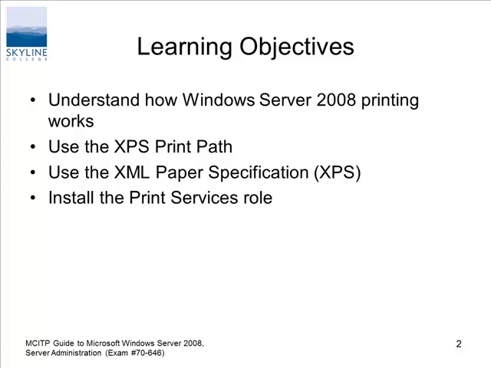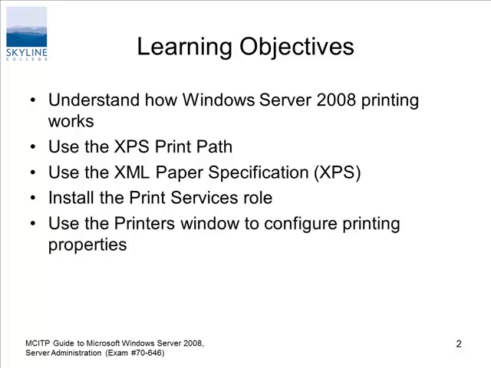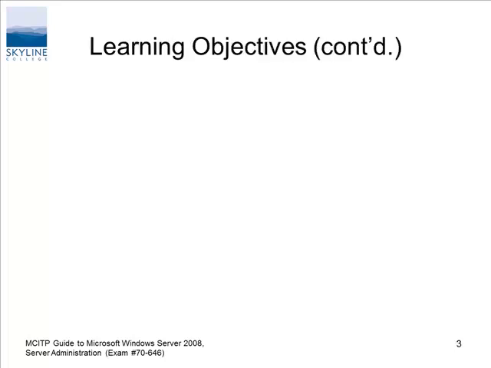Install the print services role. Here we go with roles again. You have to install this role. You can install a printer, but what we want to do with the print services role is to be able to manage the printers, the processes, through the server. Permissions, when we turn them on, turn them off, whatever we want to do with these things. Use the printer's window to configure printing properties, and we looked at that. We'll look at that again.